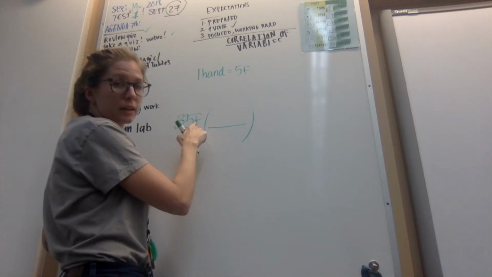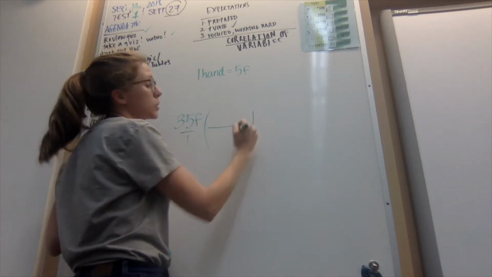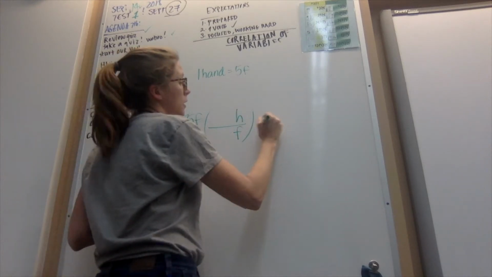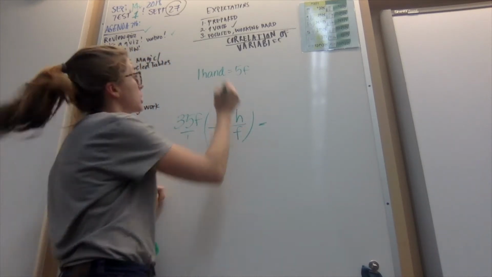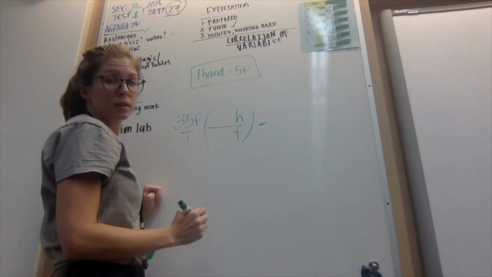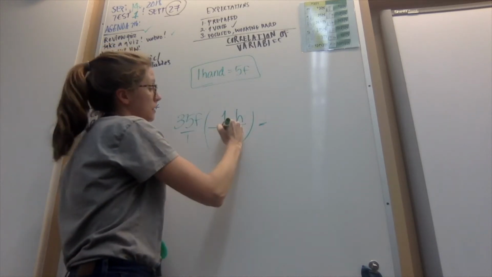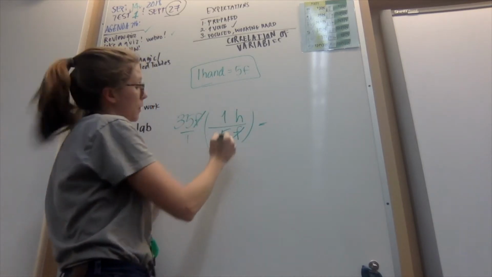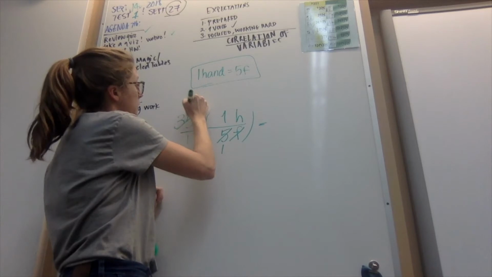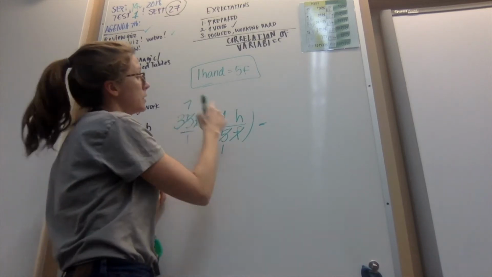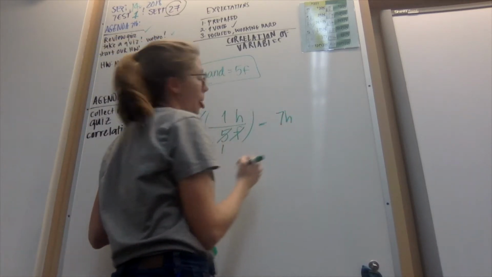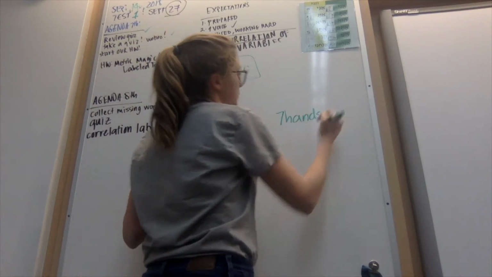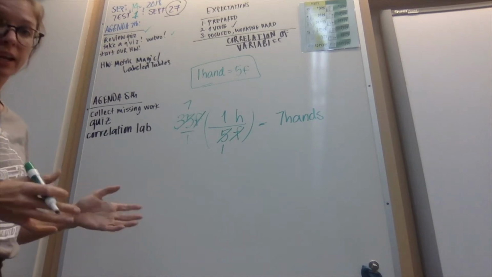35F, right? F is fingers. That's the unit I want to go away, so it goes on the bottom. Hands goes on the top. And then fill in the relationship. This is the relationship. So 1 hand, 5 fingers. Fingers cancels. 5 can go into 35 7 times. So now it's 7 times 1 hand, which is 7 hands. 35 fingers is the same as 7 hands, okay?